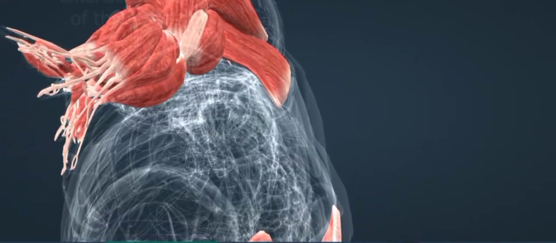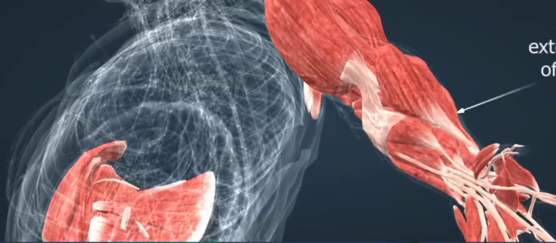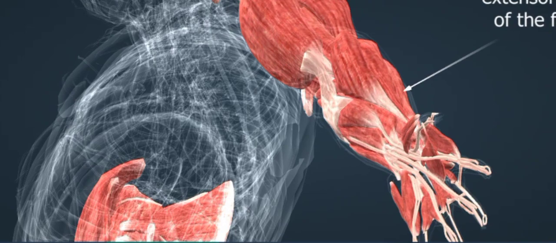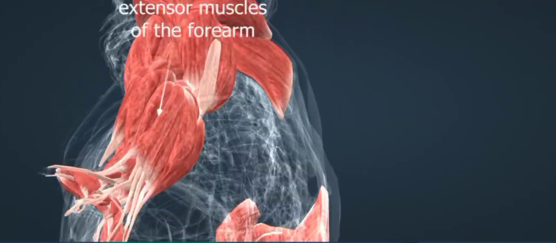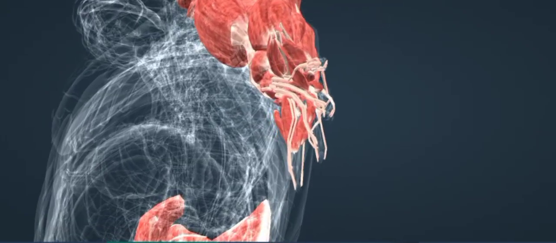The major extensor muscles of the forearm include: 1. Extensor carpi radialis longus, extends and abducts the wrist. 2. Extensor carpi radialis brevis, extends and abducts the wrist. 3. Extensor carpi ulnaris, extends and adducts the wrist. 4. Extensor digitorum, extends the fingers, except the thumb.